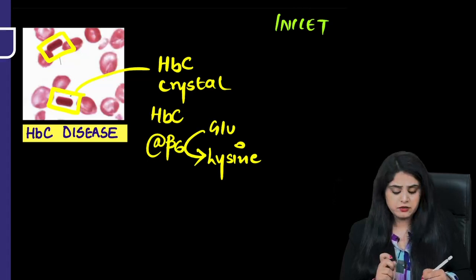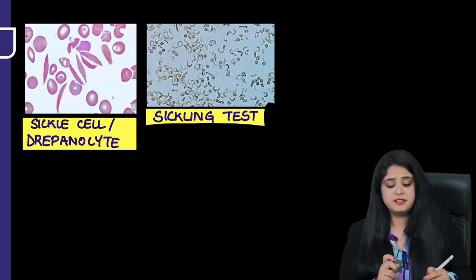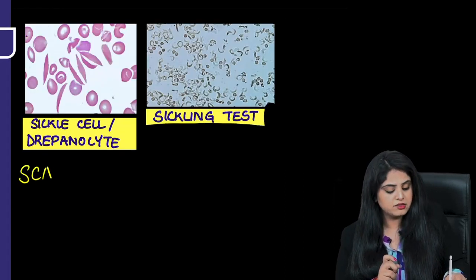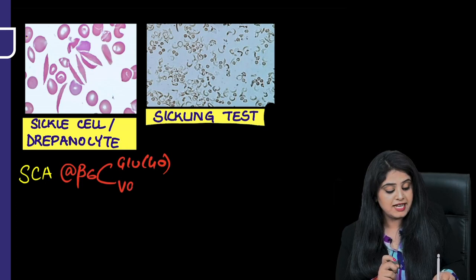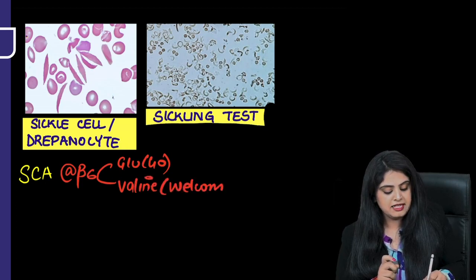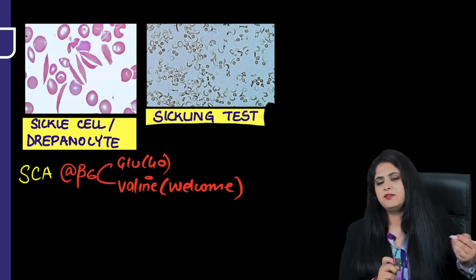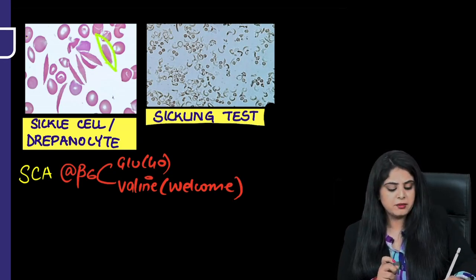But what is important for every exam is going to be sickle cell anemia. Come on, tell me what is the genetics of sickle cell anemia. At the beta 6 position, glutamate will go, and who is welcome? Valine is welcome. Glutamate is going to go away and valine is going to be welcome. So I don't have to give you any mnemonic. You can see that beautiful sickle cells are seen here.